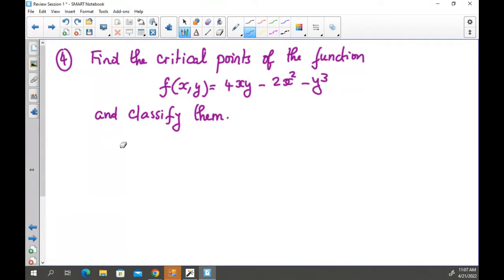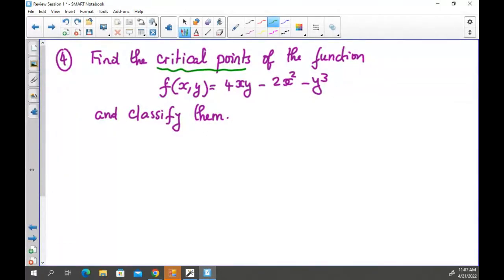All right, this one, again, a classical question, 100% you will see this in your final exam. Find the critical points of this function, and basically, are they local maximum, local minimum, or maybe just a saddle point. Okay, so how do we find the critical points, girls? Do you remember?